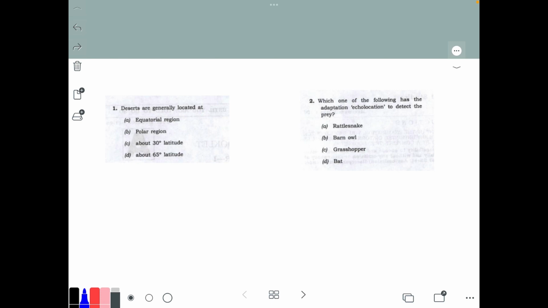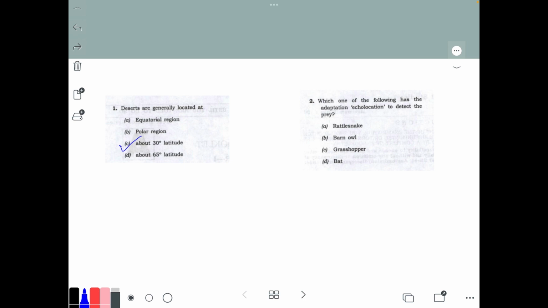So today I will be solving the GS part of GSI 2023 prelims. So the first question is, deserts are generally located at. There are four options. So the correct option is about 30-degree latitude, because most of the deserts are located either 30-degree north or 30-degree south.